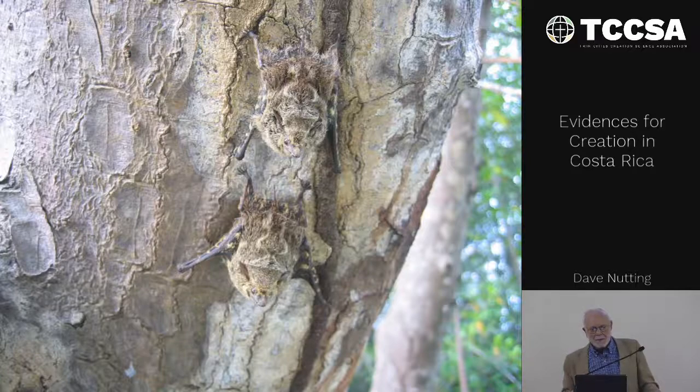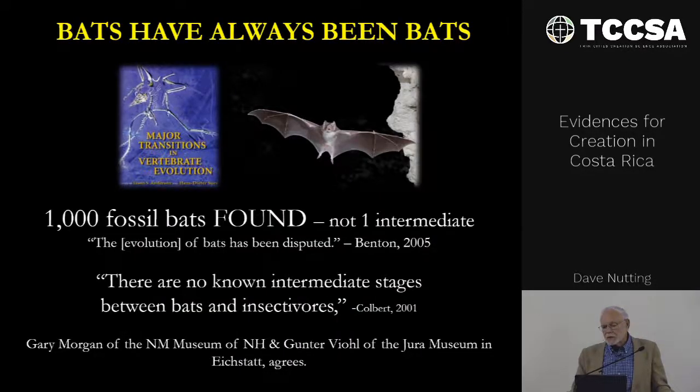All right. And by the way, they also have bats there too, which are also very intricate flyers besides the hummingbirds, right? But when you look at the fossil record, guess what you find? And keep in mind, bats make up 50% of the mammalian population in Costa Rica. But they're very important for insect control, aren't they? 1,000 fossil bats have been found. There's not one intermediate whatsoever. There are no known intermediate stages between bats and what they supposedly evolved from, the insectivores. And so bats have always been bats, in other words.